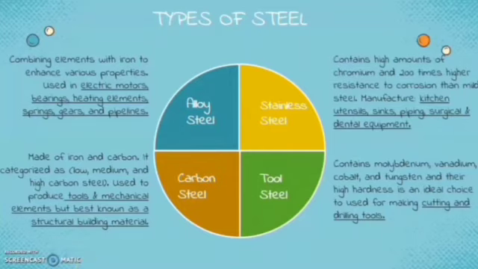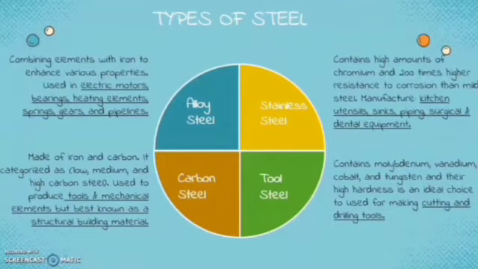The first type is alloy steel. Alloy steel is made by combining a few elements such as chromium, nickel, or vanadium with iron to enhance various properties. Alloy steel is used in electric motors, bearings, heating elements, springs, gears, and pipelines. The second type is stainless steel. Stainless steel contains high amounts of chromium, and this is why it has 200 times higher resistance to corrosion than mild steel, making it a versatile material to manufacture kitchen utensils, sinks, piping, and surgical and dental equipment.